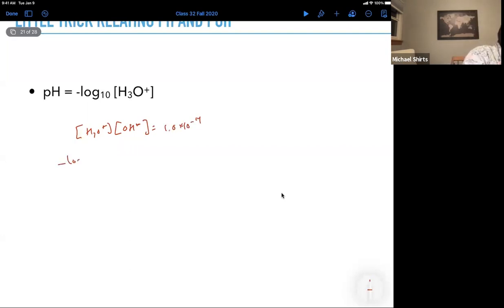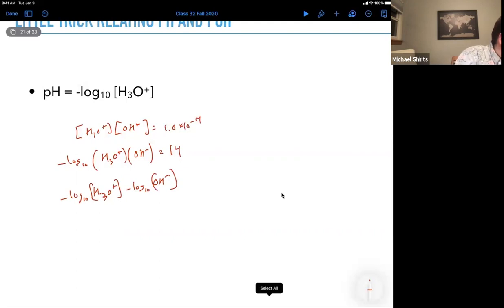Well, you get minus log base 10 of H3O plus times OH minus, but then also note that the minus log base 10 of 1.0 times 10 to the minus 14 is just going to be 14. Now, if we have the log of two things multiplied together, that's just the sum of the logs. So this would be minus log base 10 of H3O plus minus log base 10 of OH minus. These are concentrations in molar. Well, this is just the pH, and this is just the pOH.